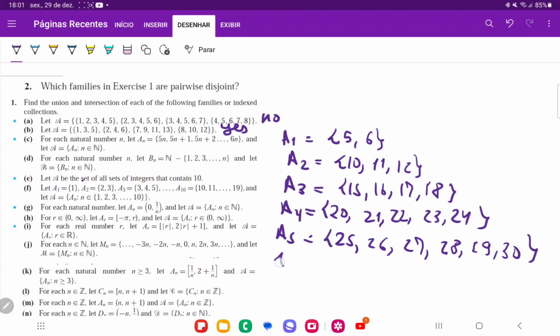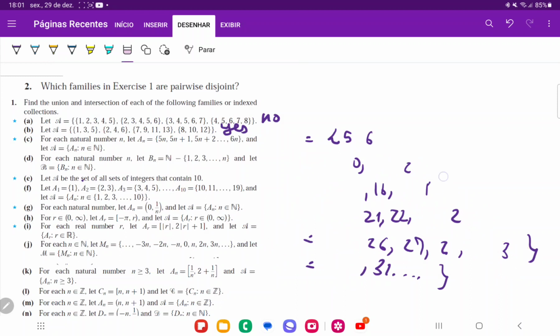And lastly, for A6, we're going to begin at 30 and then 31, but we don't need to continue because we can already see here that these two sets are not pairwise disjoint, right? You have an element here that also exists there. Therefore, the answer to this one is a no.